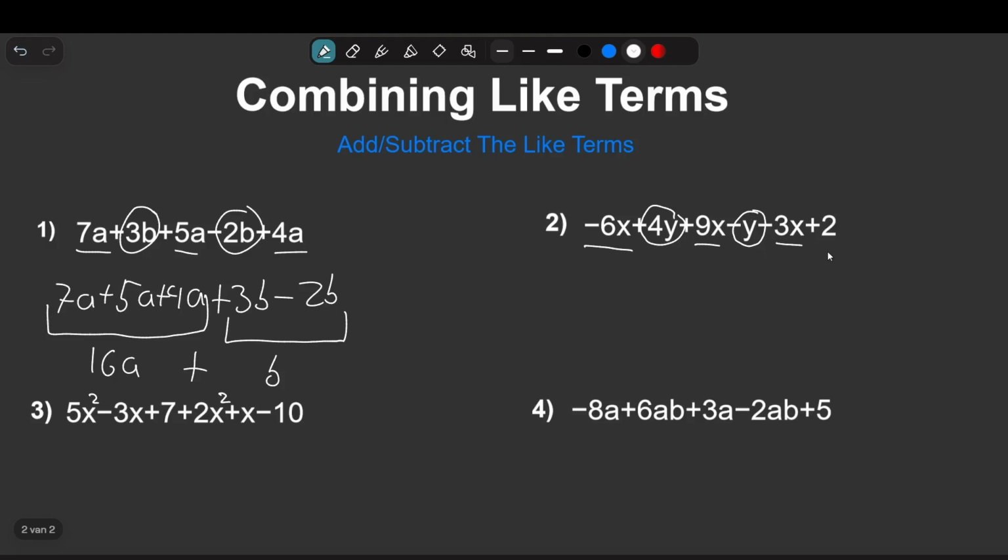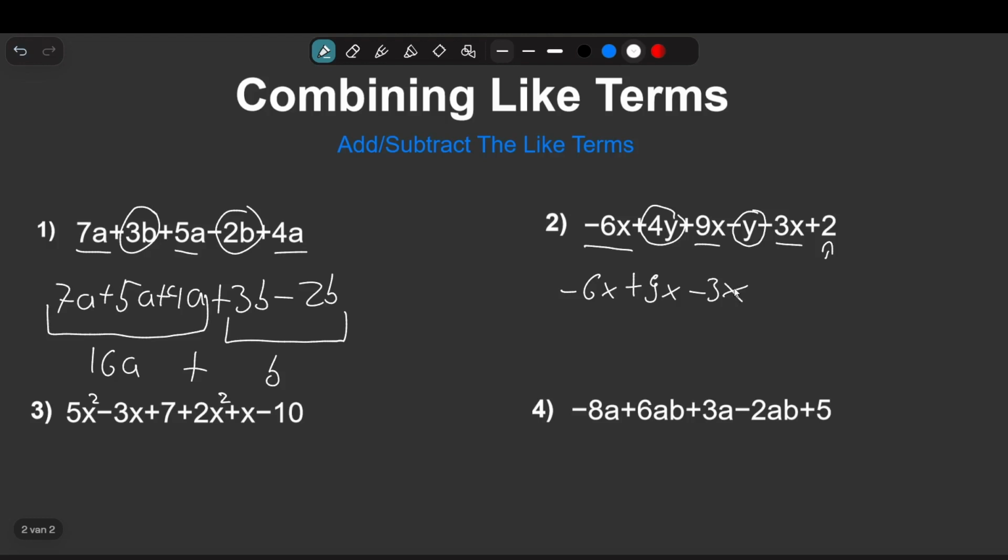As you can see here, we also have just a normal 2. We're just going to draw a little arrow under this. What we're going to do now is, again, sort these. So we're going to start with our lines. So we have minus 6x plus 9x, minus 3x.